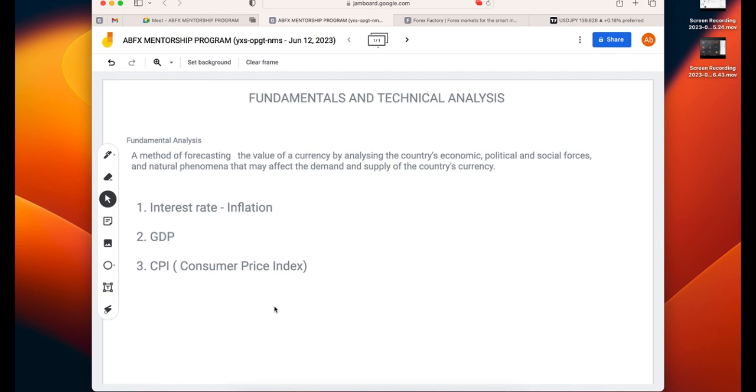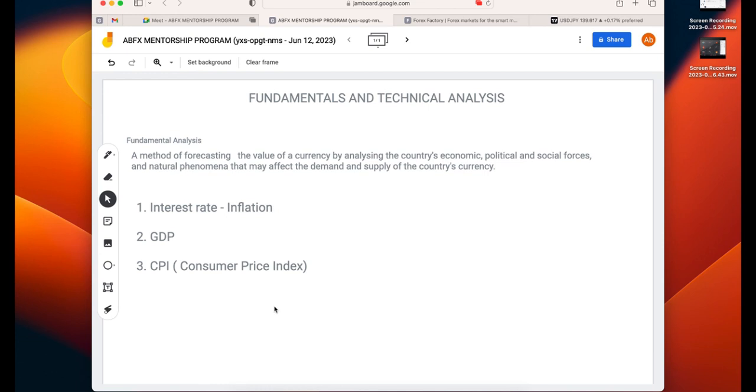So let's say, for example, as I said, if inflation is high in the United States, what they will attempt to do is see how they can combat this inflation, and the instrument the central bank will use for this monetary policy is what we call the interest rate.